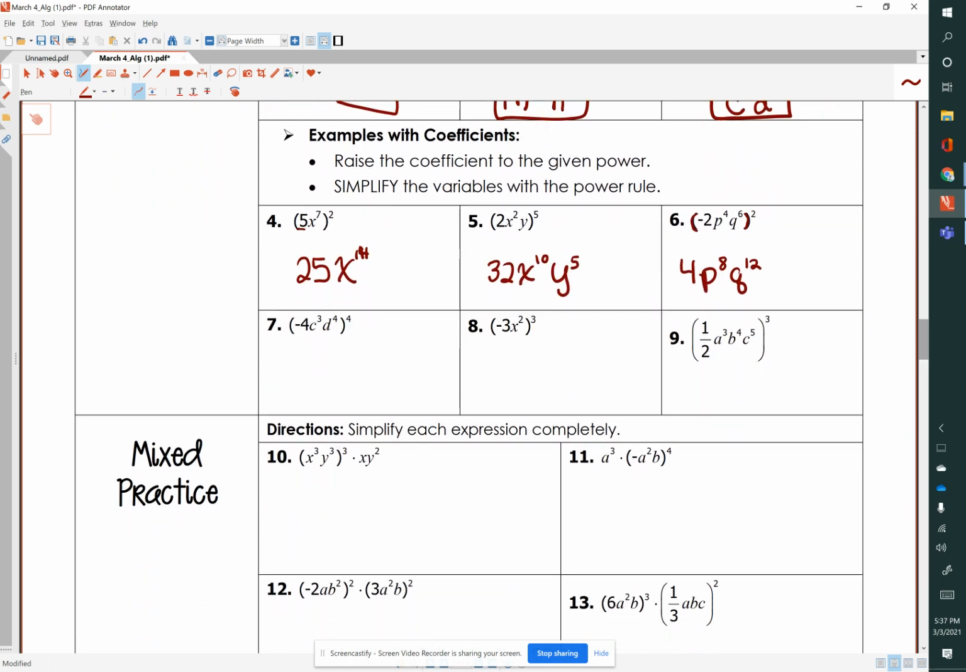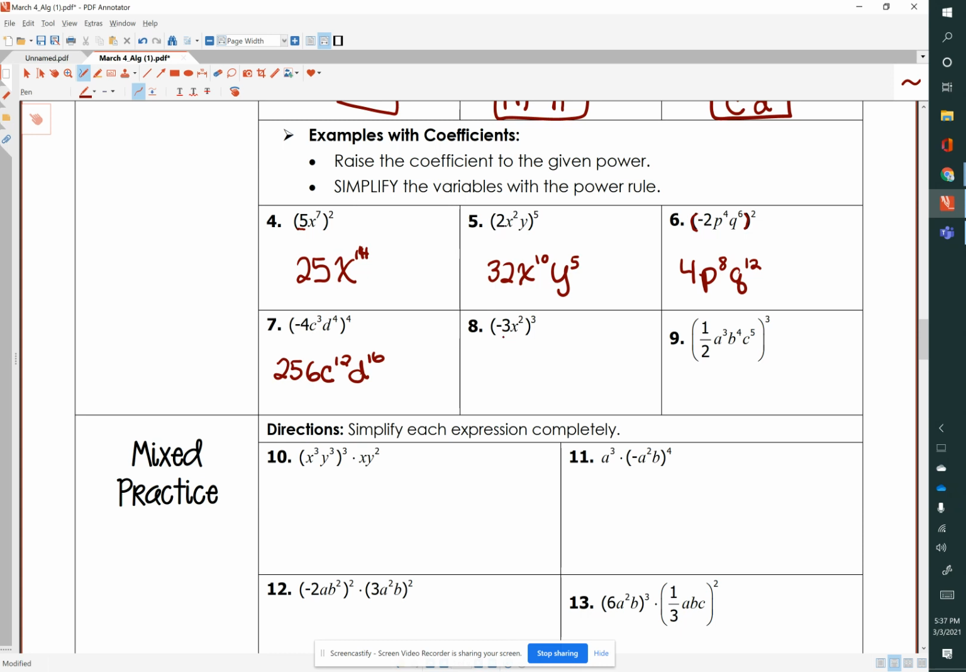Number 7: -4, c to the 3rd power, d to the 4th power, all of that raised to the 4th power. So -4 times -4 times -4 times -4 becomes positive 256. And then c to the 12th power, d to the 16th power. So try the next two and then come back to the video.